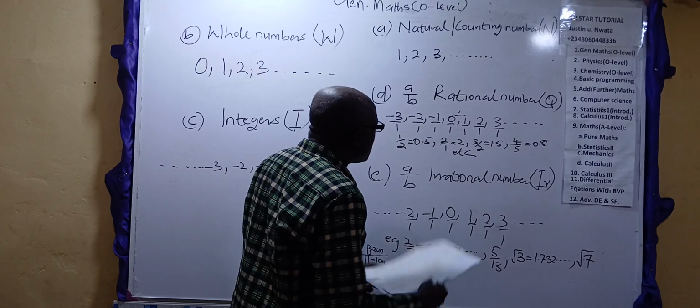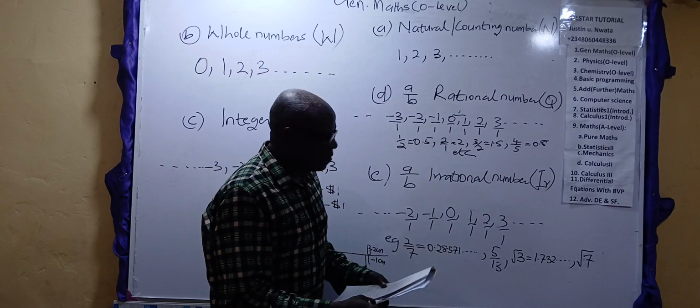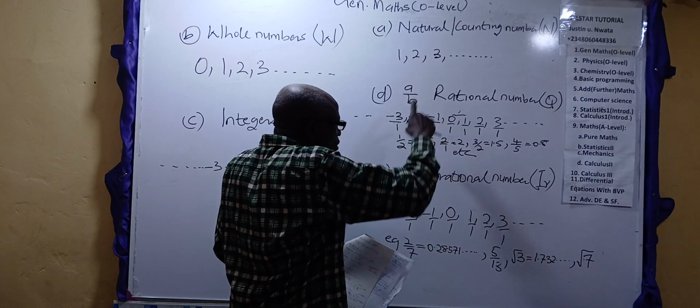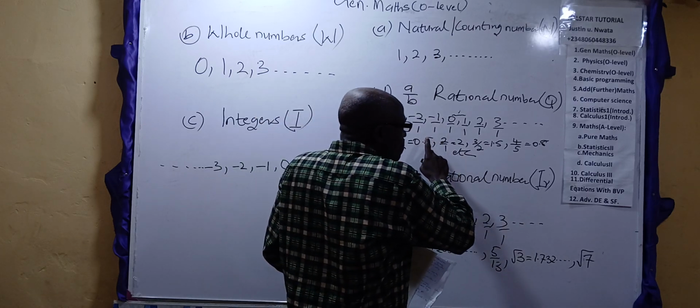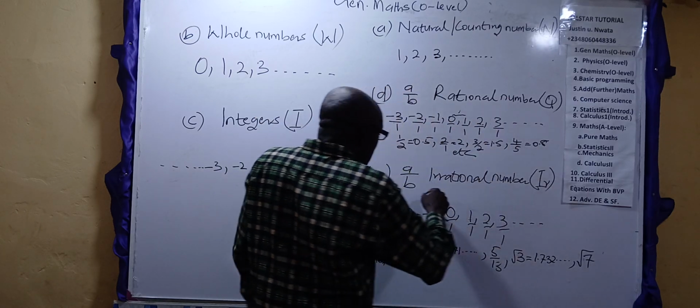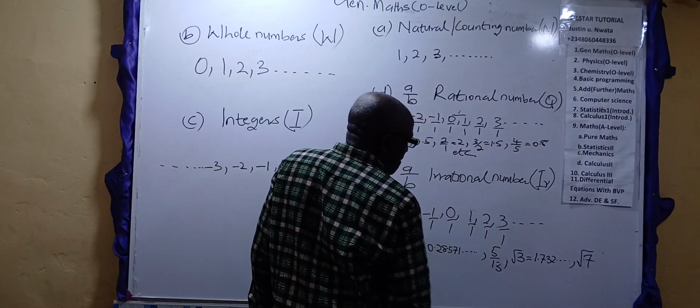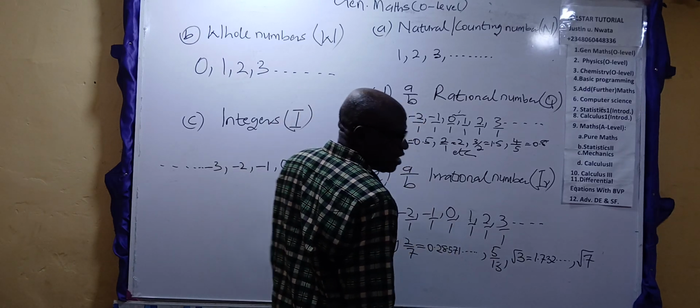So those numbers that, when you divide them, will come to a stop, written in the form of one up, one down, a fraction, peacefully come to a stop. They are called rational numbers. But those numbers in the form of one up, one down, that when you divide them will never come to a stop, are called irrational numbers.